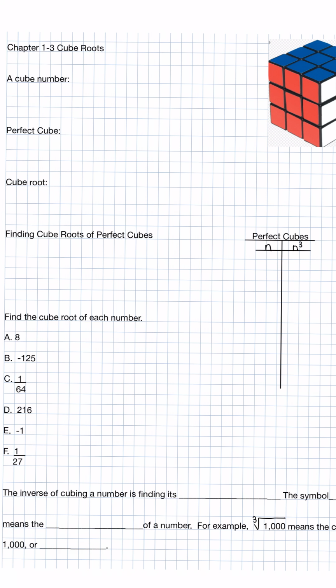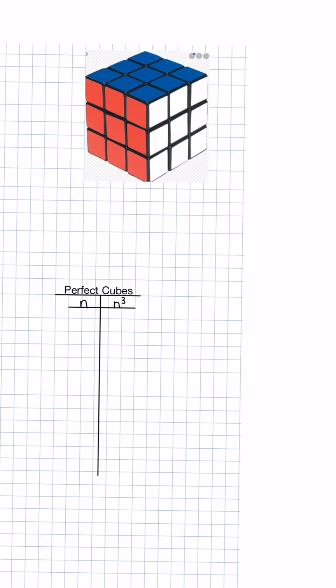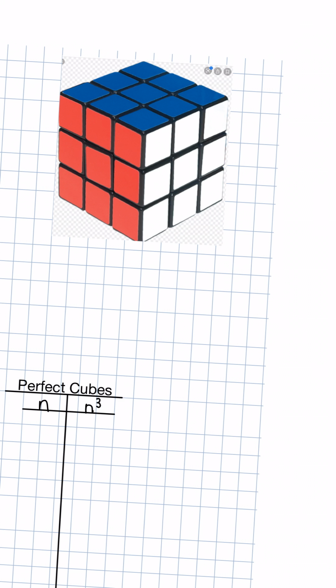Hello, class. Today we're looking at Chapter 1, Lesson 3, Cube Roots. So I want you to take a look at this cube right here. We figured out square roots in our last lesson. So looking at square roots, we were just coming up with this red area right here. I guess it's kind of harder for you to see when I have it that color.